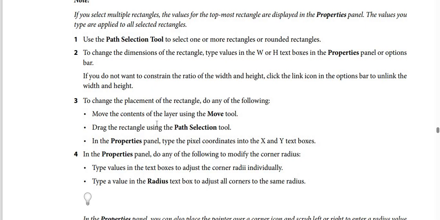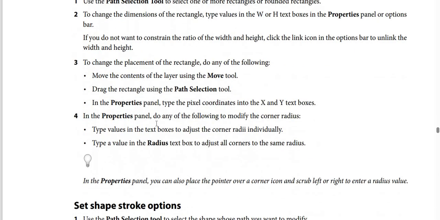Step number 2. To change the dimensions of the rectangle, type values in the W or H text boxes in the properties panel or options bar. And if you don't want to constrain the ratio of the width and height, you should click the link icon in the options bar to unlink the width and height.